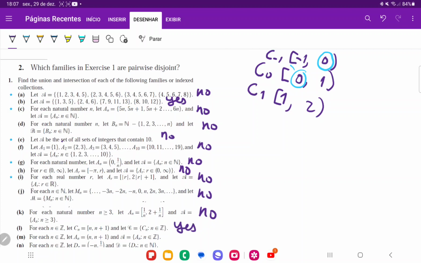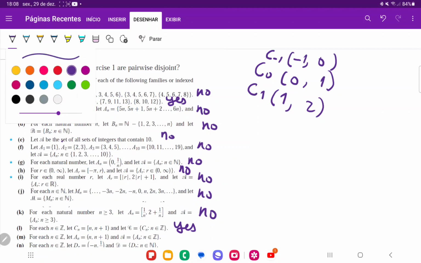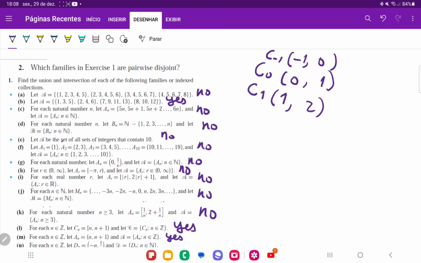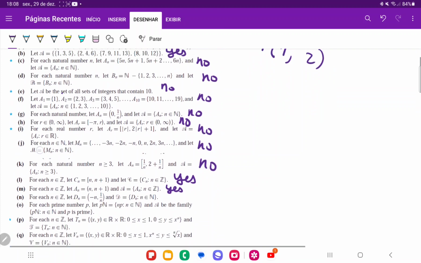So that's a yes. And for M, it's very, very similar. The only difference is that the left-hand boundary is excluded. So it would go, say, -1, 0, and then 0, 1, and then 1, 2. So similarly, they're also not going to have anything in common, because right at the boundary where it would overlap, it's excluded from both of them. So that is a yes for item M.